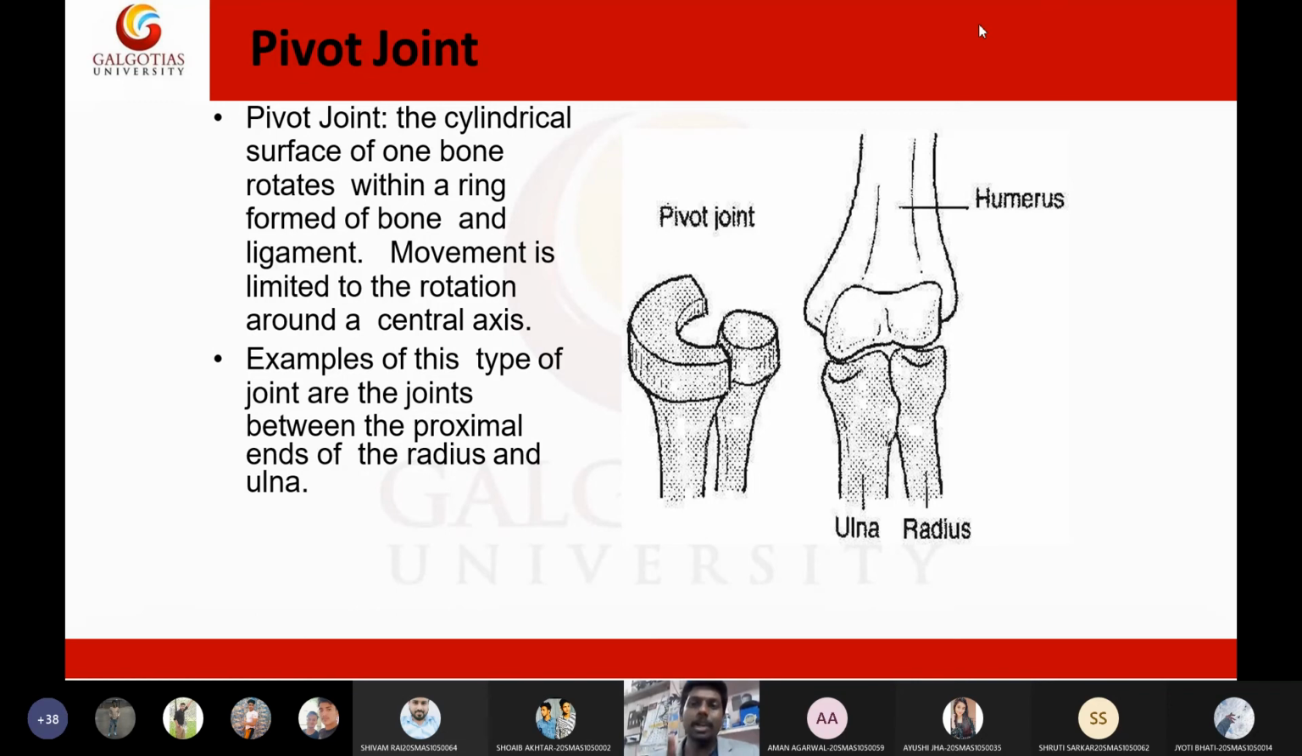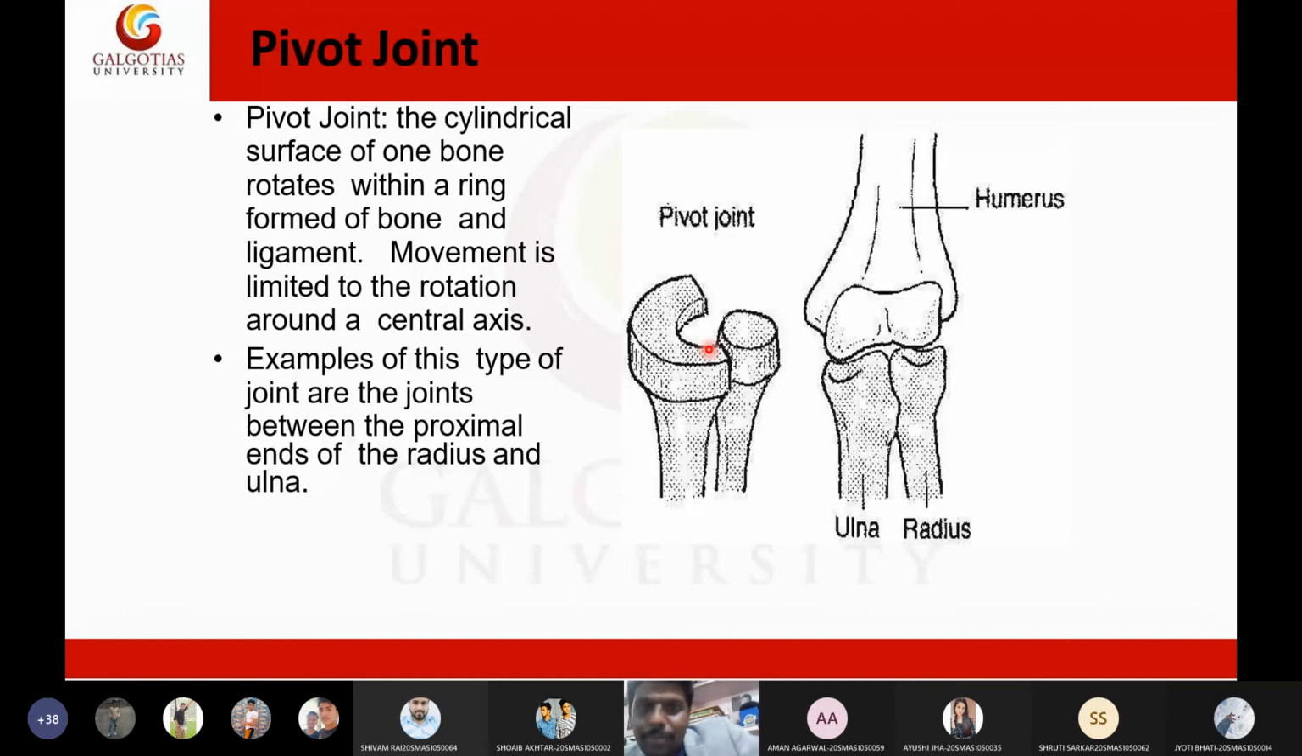So pivotal joint means, keep in mind students, this joint is present like in a ring. Actually I'm not getting how to explain this joint to you. Here you can see it will slide, but I cannot say this is a sliding joint. It will have 360-degree movement, a rotatory movement, for the pivotal joint. It will have a common axis point, as our Aman said.